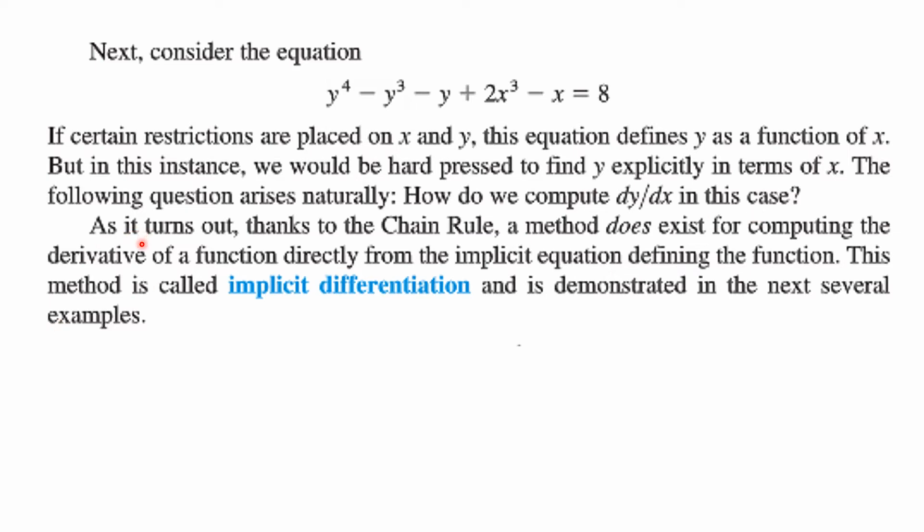As it turns out, thanks to the chain rule, a method does exist for computing the derivative of a function directly from the implicit equation defining the function. This method is called implicit differentiation and is demonstrated in the next several examples.